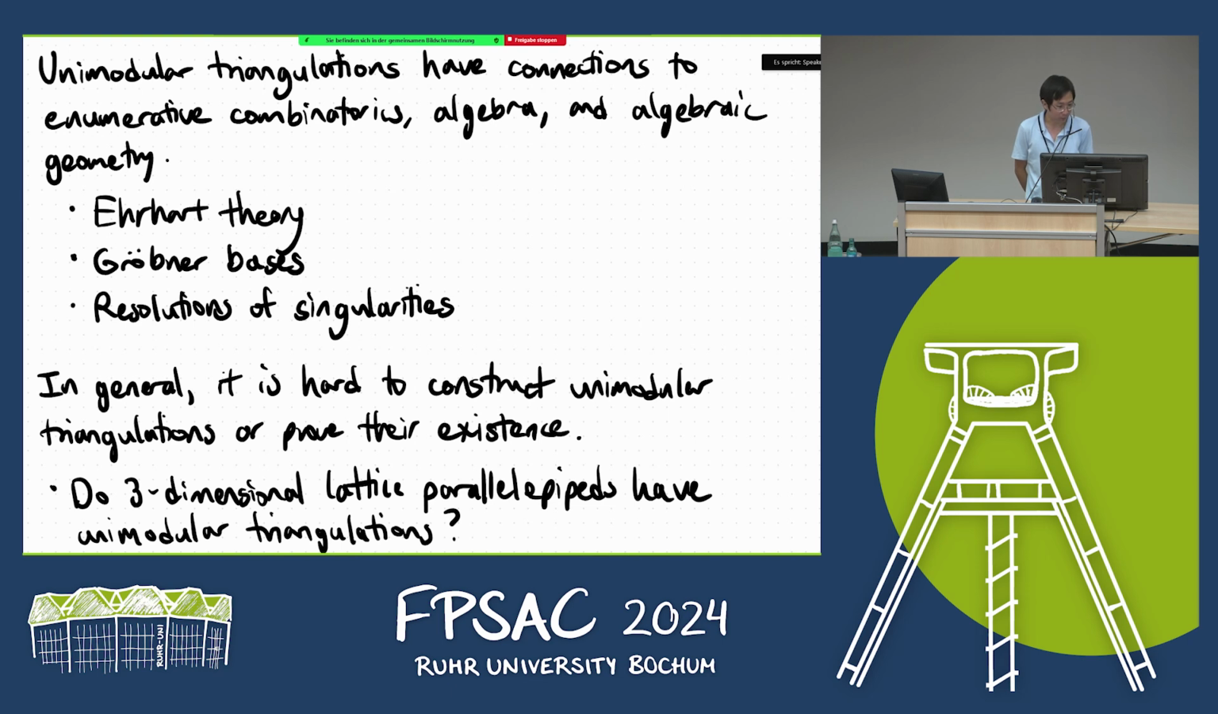But in general, it's hard to construct unimodular triangulations or prove their existence. If you give me just some random polytope, I probably won't know if it has a unimodular triangulation or not. And even if you tell me it has one, I probably won't be able to construct it. Just to demonstrate how tricky this can be, it's an open question whether any three-dimensional lattice parallelepiped has a unimodular triangulation.